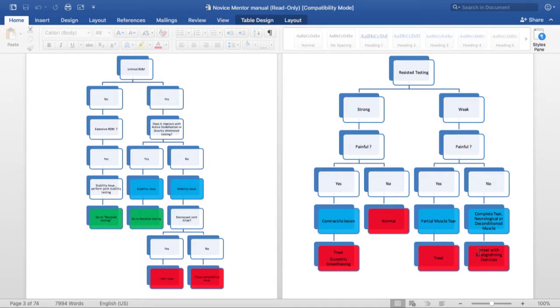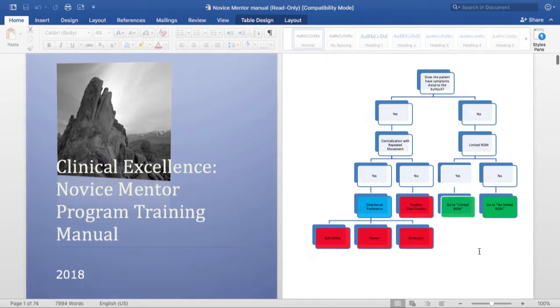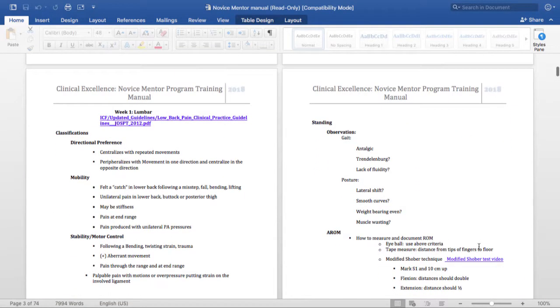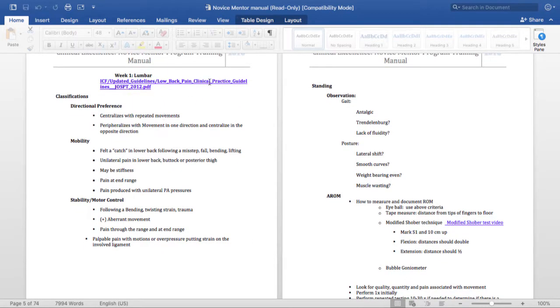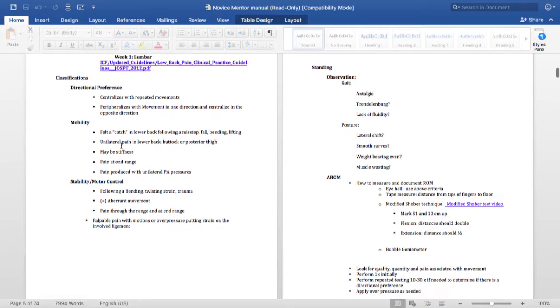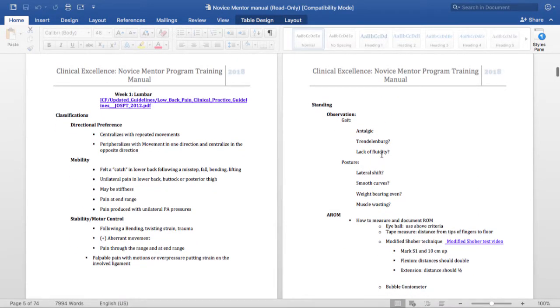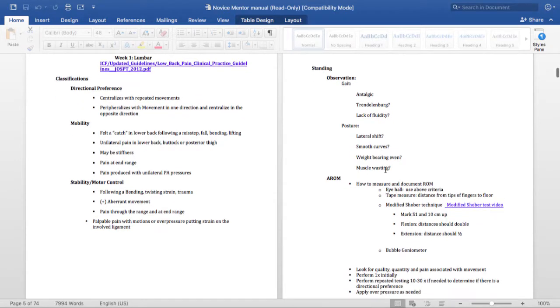Treat appropriately. That's where I have them start to think as they see these algorithms. As we keep going, the first week we'll talk more about that. We'll go into the lumbar week 1 and start talking about classifications. If you're not sure of them, there's always a link at the top which will bring you to low back classifications, clinical prediction, so it's directional preference, mobility, stability, that type of thing. Now we're going through the exam, and this part you can use as you like.